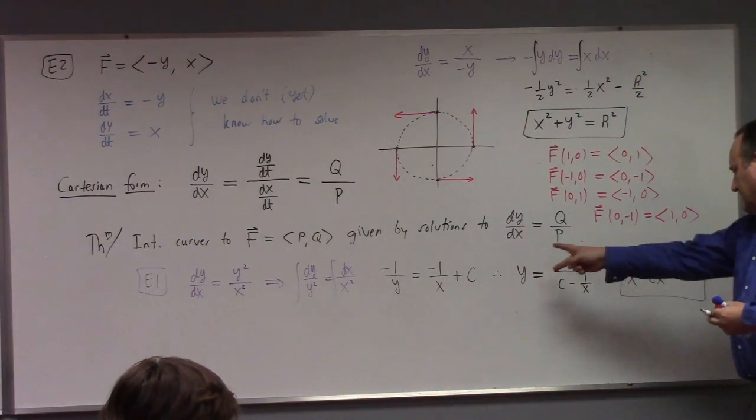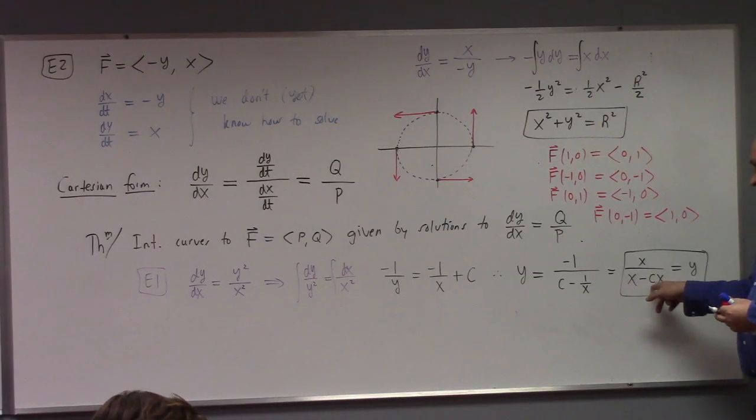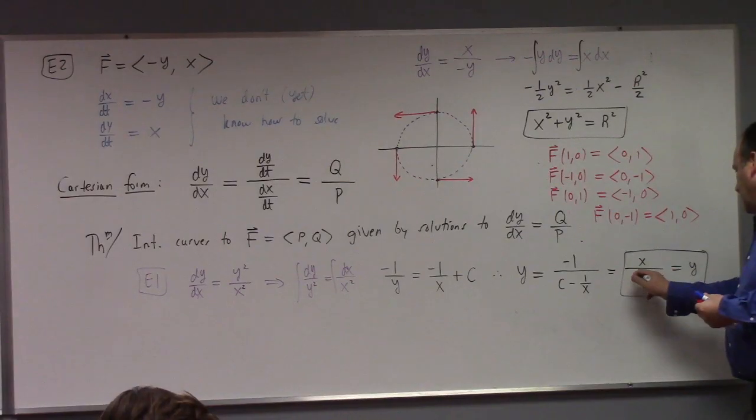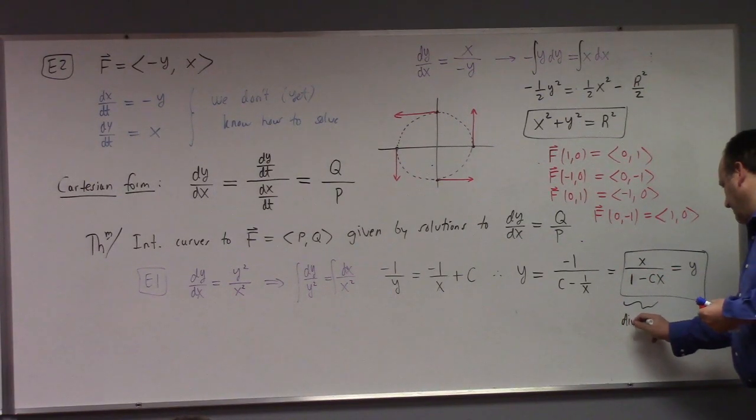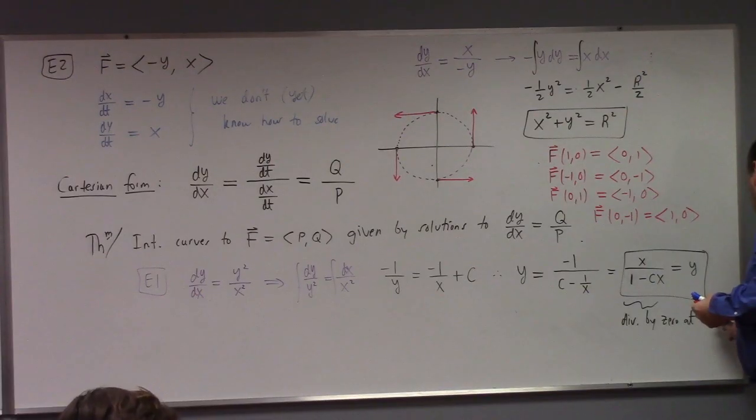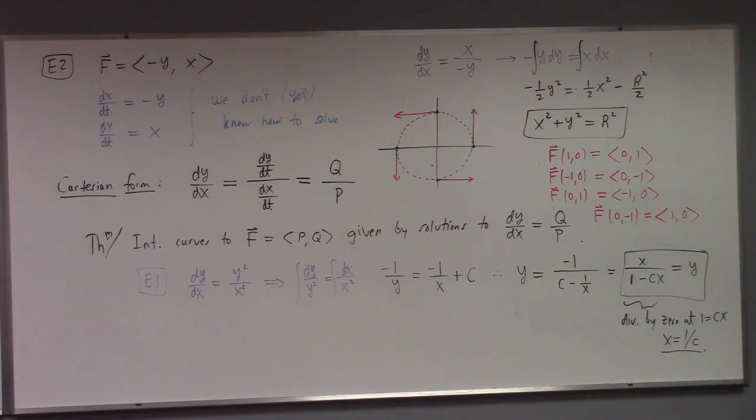Multiply top and bottom by minus x. I get x. I get minus cx. But this is just 1. So you notice that you've got division by 0 at 1 equals cx, or x equals 1 over c. Which is a kind of weird thing if you think about it, right?